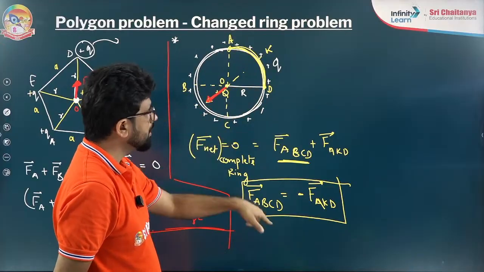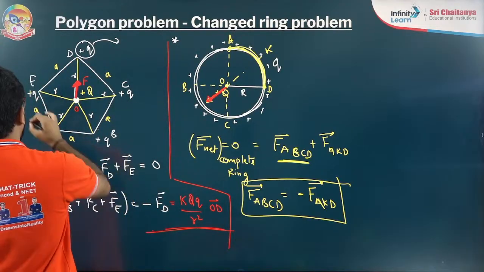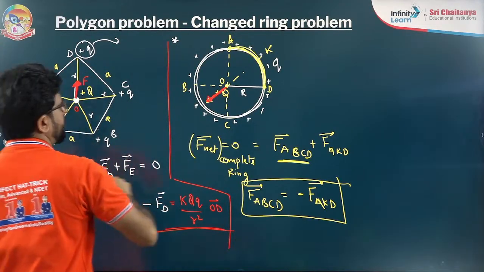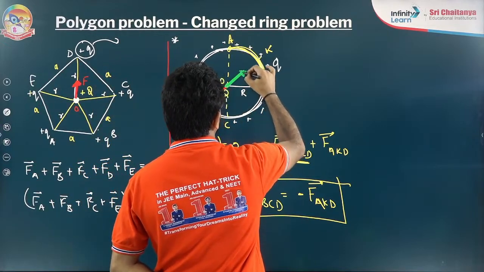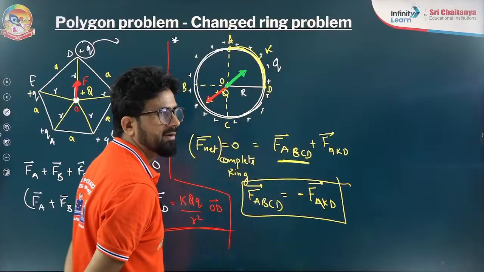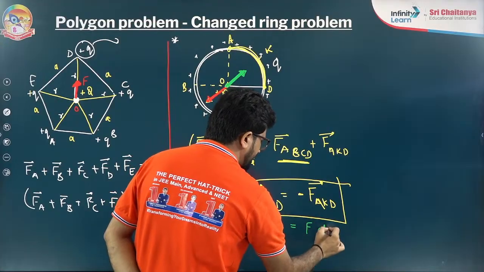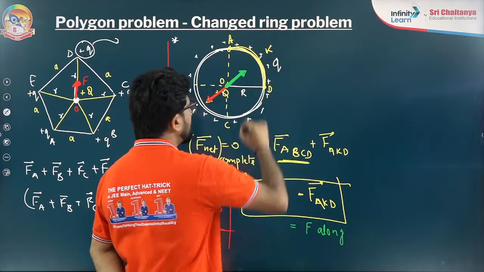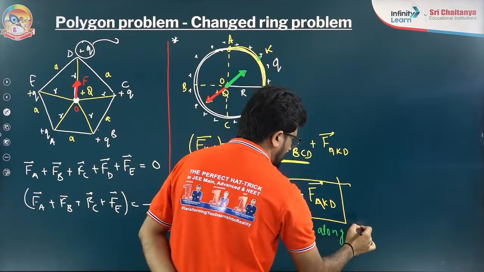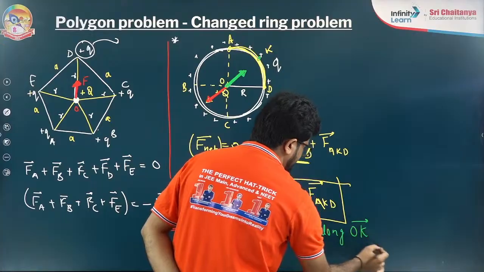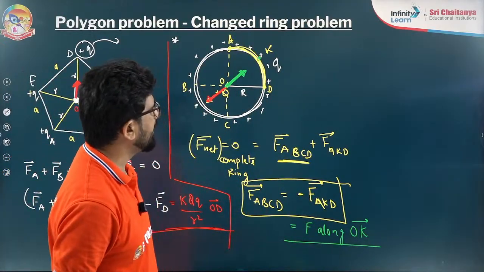But we want the opposite of the AKD force. That means the final answer is not this. The final answer would be opposite to this. This is the net answer. So what is the answer? The force, we don't know its value right now, but it is along OK, towards OK direction. Force along OK direction. Correct, incorrect?